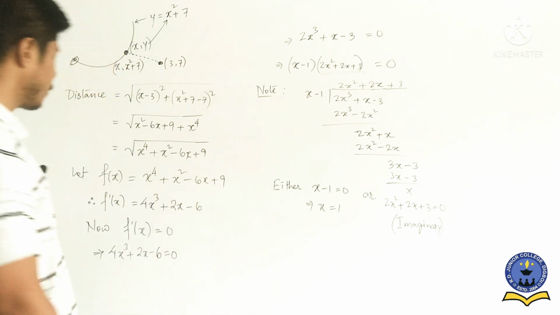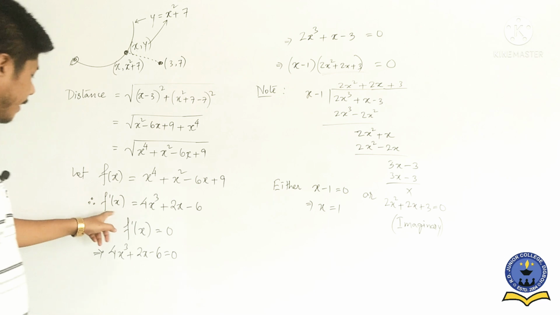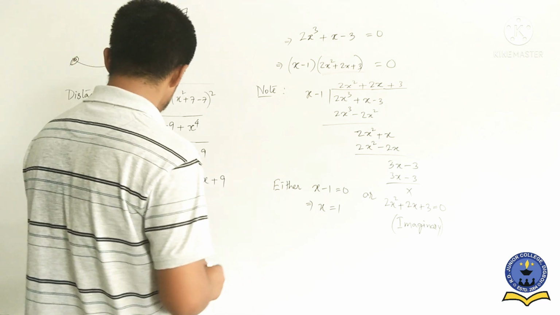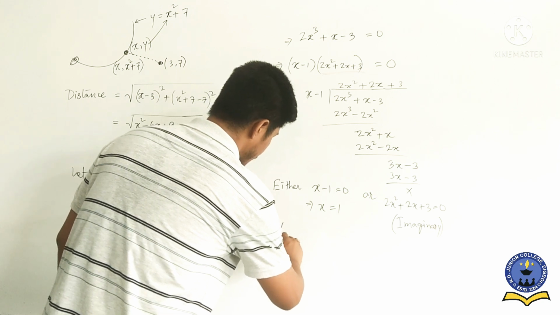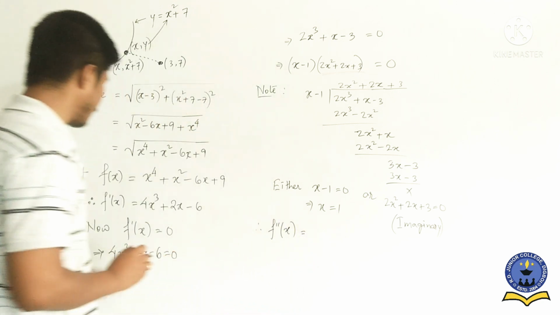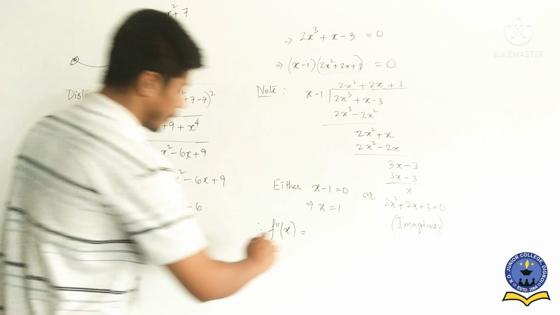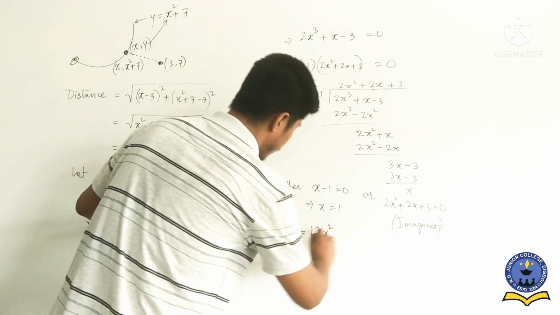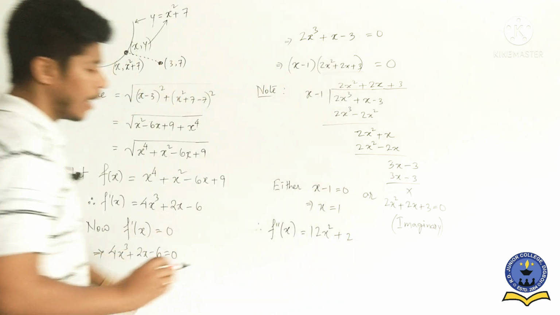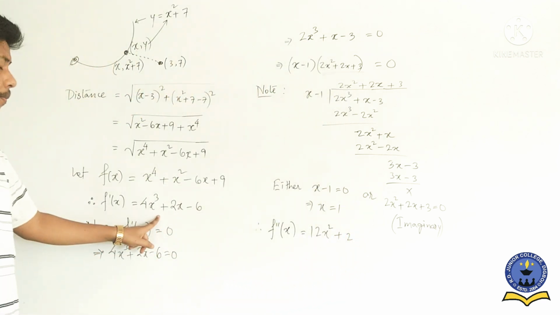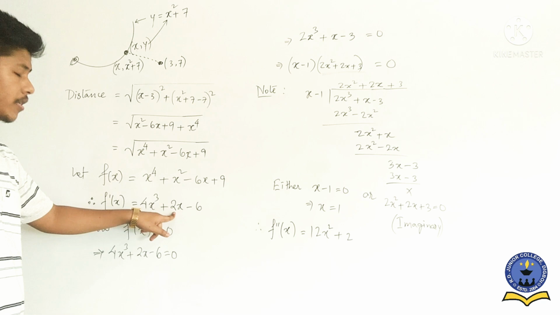For that reason, first of all, what do you have to do? We have to differentiate the result again. So if you differentiate the result again, f double dash of x. So now what do we get here? 12x squared plus 2. 4x cubed means 12x squared, d/dx of twice x means 2.